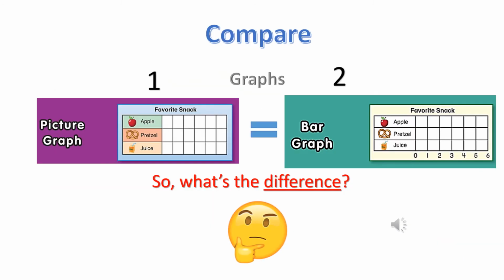Now we're going to take a look at how you use the tally chart to produce different kinds of graphs. So let's compare the two kinds of graphs that we're learning about in Chapter 7. Number 1 and number 2. Number 1 is the purple picture graph, and number 2 is the green bar graph. So what's the difference? So far, they look almost the same, except I'm noticing kind of a number line on the bar graph. But other than that, they're pretty equal.